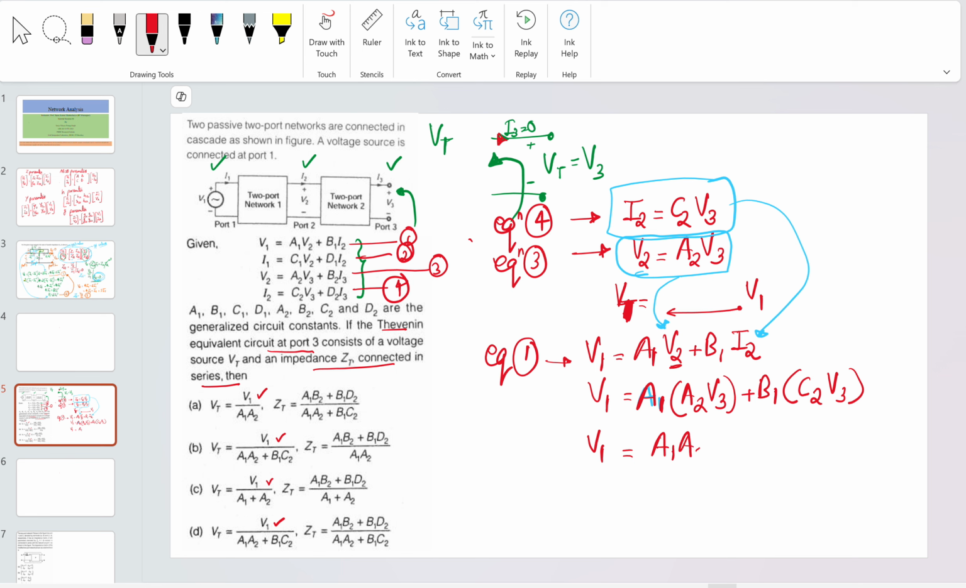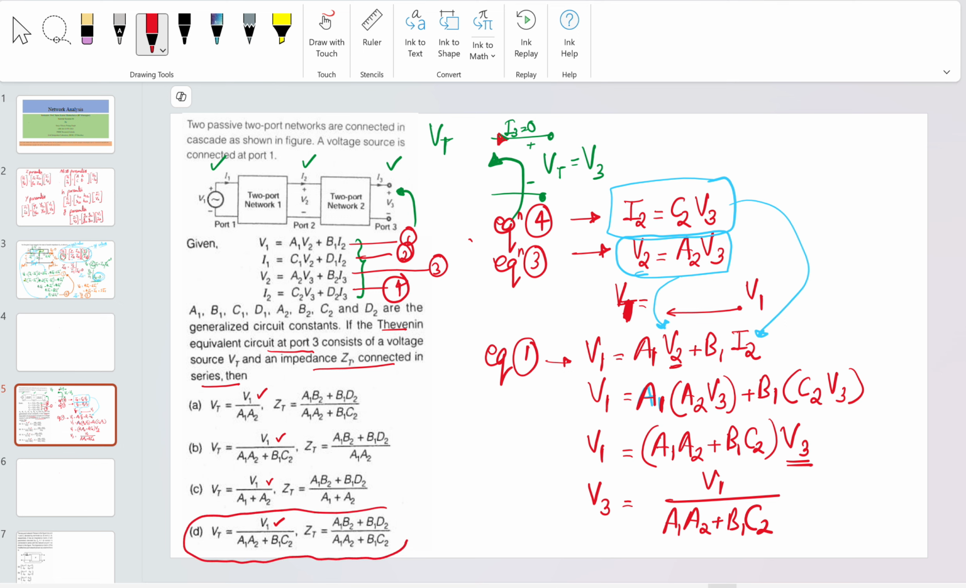V1 is written as (A1 A2 plus B1 C2) times V3. And what is the value of V3 here? V3 is actually VT because it is the Thevenin voltage, keeping I3 equal to 0. So V3 is V1 divided by (A1 A2 plus B1 C2). If you match the options A, B, C, D, the fourth option, option D, is matching. So from B and C, you could eliminate two options, A and C.